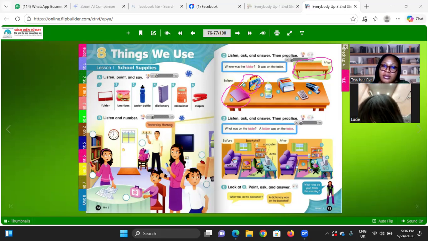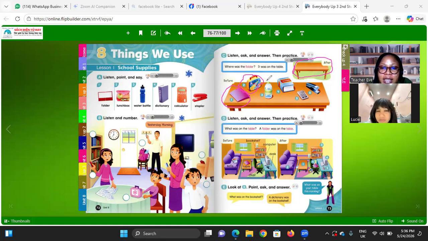All right, so number 2, where was the lunchbox? It has on the table. It was. Okay? It was. Good. It was on the table. Again. It was on the table. Good. Okay. All right.